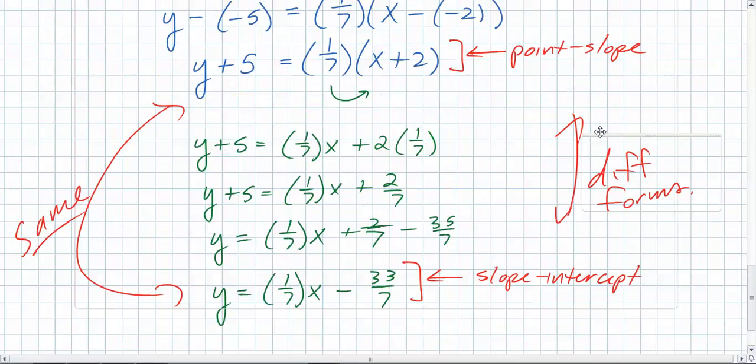Super important. The last thing to remember is you can find the point-slope form of a line and then turn it into the slope-intercept form of a line. This could be helpful, say, in finding the y-intercept of a line.